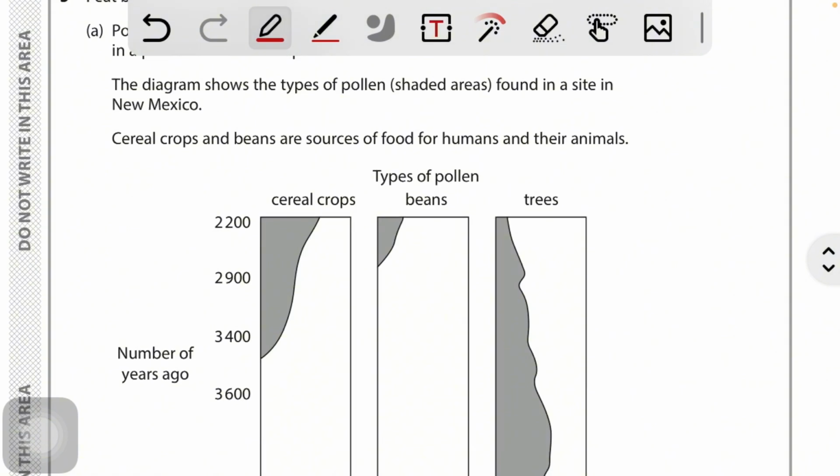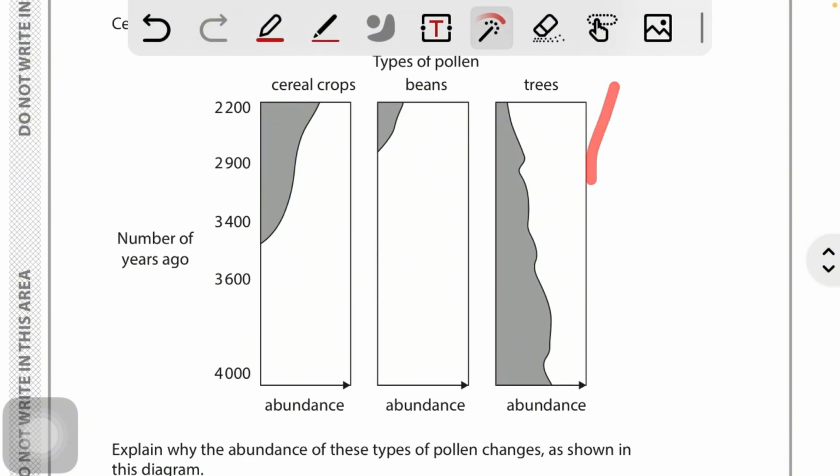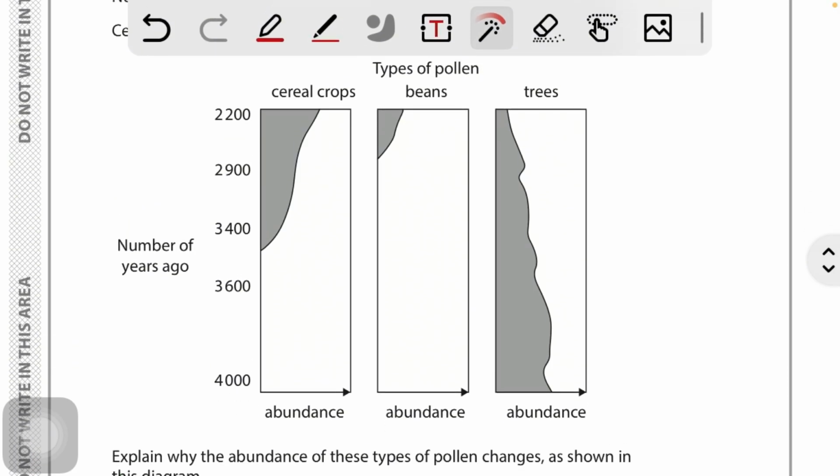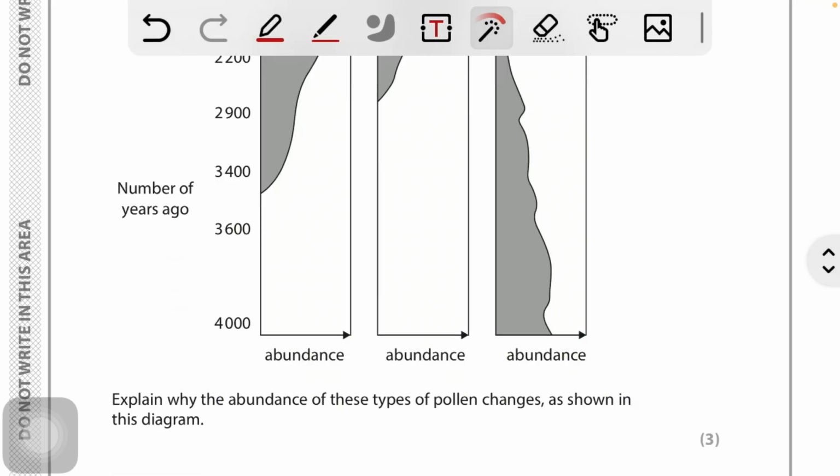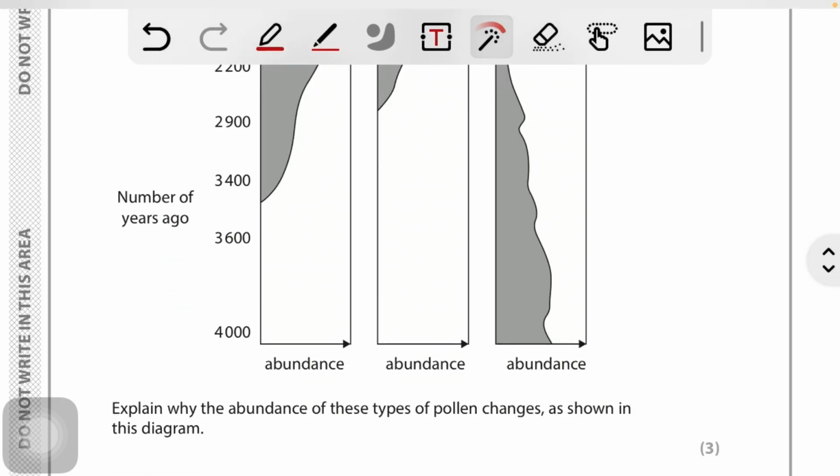The diagram shows the type of pollen, like the shaded areas, found in a site in New Mexico. Cereal crops and beans are a source of food for humans and their animals. This diagram shows the type and the abundance of the pollen over the years from 4000 to 2000. So let's see the question. Explain why the abundance of these types of pollen changes as shown in the diagram.